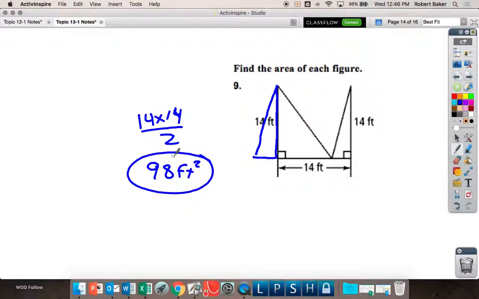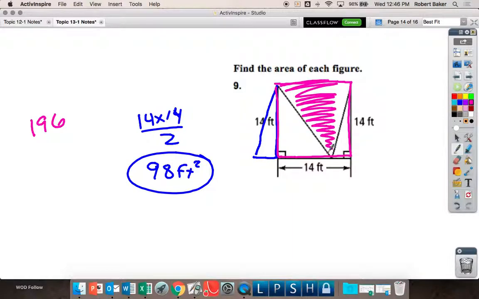Now, the other way to explain this would be to make it a square instead. Find the area of this square, which would be 14 times 14. That's the area of the square, 196. See the square? And then subtract from it the area of this triangle.